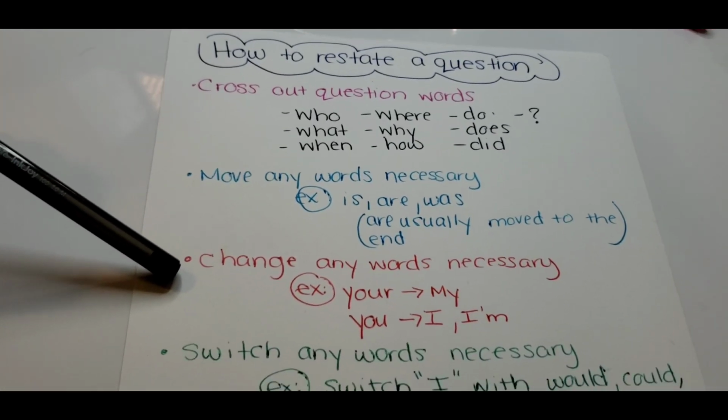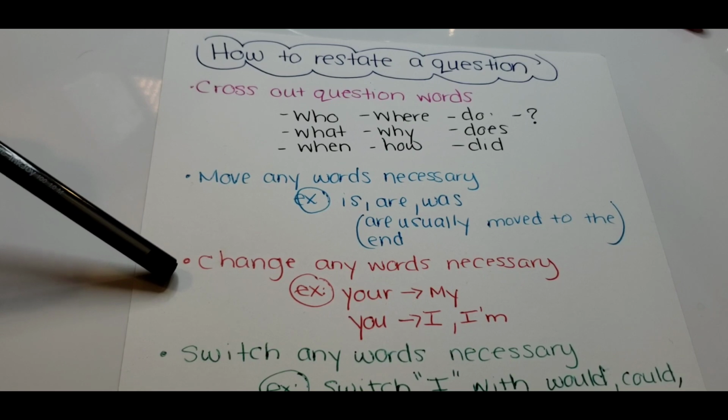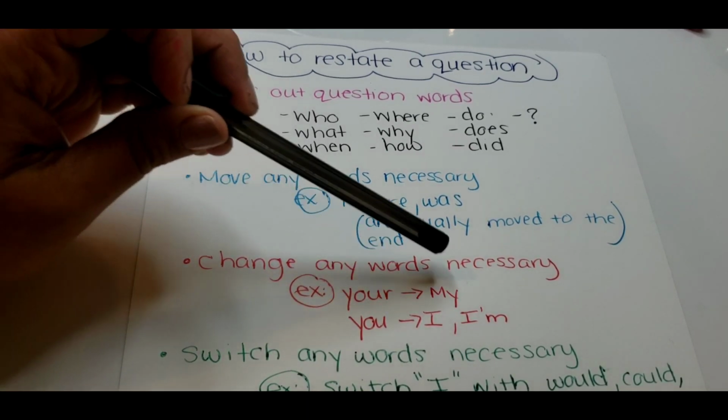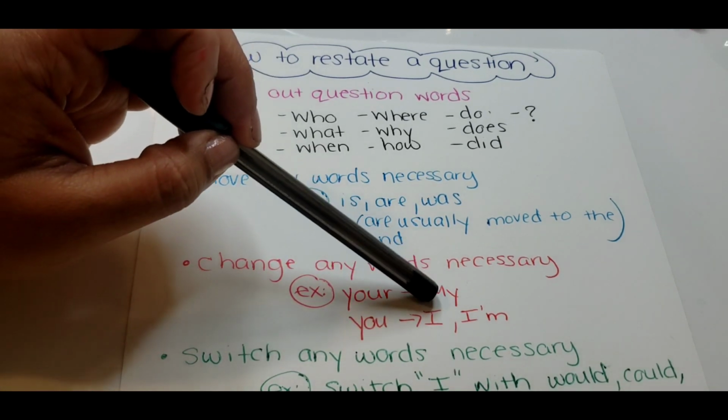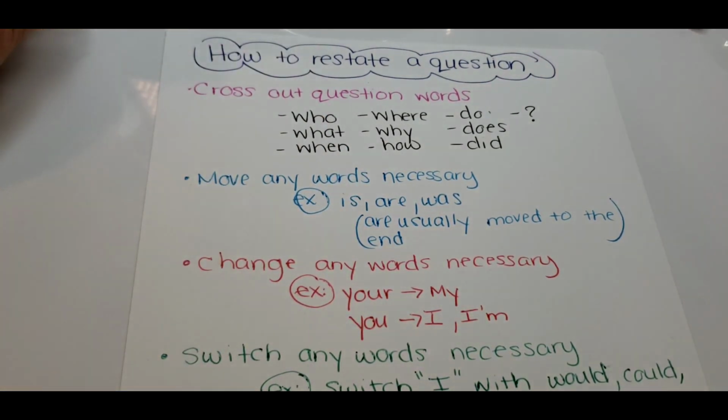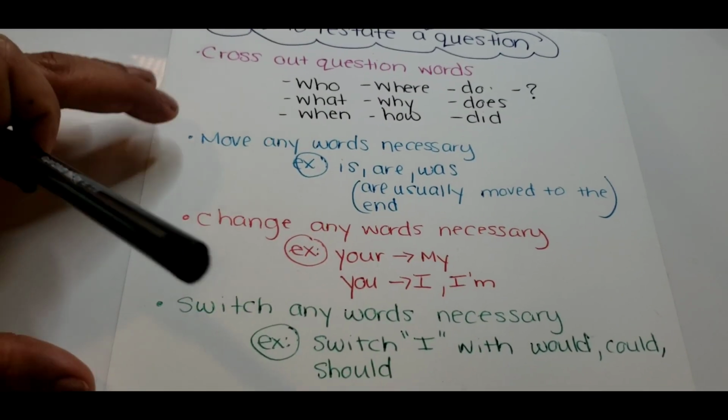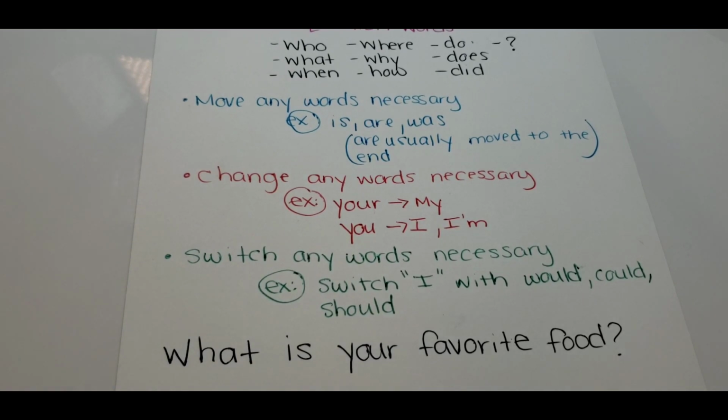Then we change any words necessary. For example, the word your would be changed to my. The word you would change to I or I'm or I am, okay? You have to see what makes sense. Another step is that we switch any words necessary. For example, we would switch I with words like would, could, or should, okay?